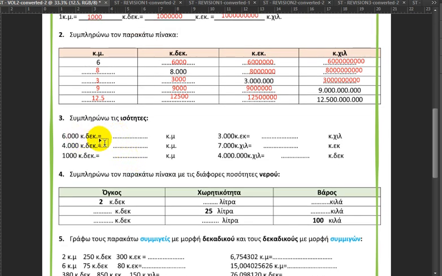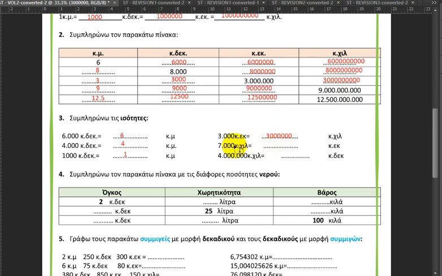Next up, cubic decimeters into cubic meters means step up, divide by 1,000. So this is 6. The same, which means I got to do 4,000 divided by 1,000 makes 4. And the same again, which is going to give me 1. 1,000 divided by 1,000 makes 1. Next we have cubic centimeters into cubic millimeters. So we're multiplying by 1,000 and we get 3 million.